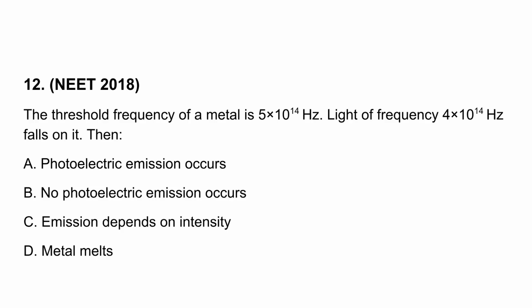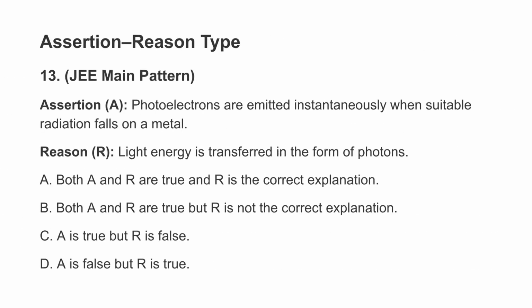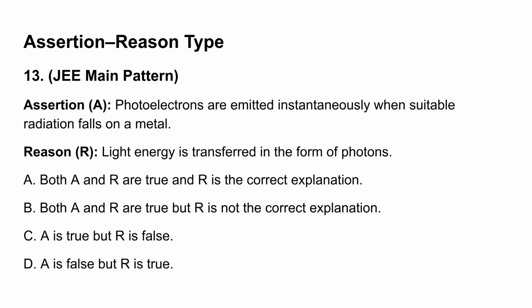Question 12, NEET 2018. The threshold frequency of a metal is 5 × 10^14 Hz. Light of frequency 4 × 10^14 Hz falls on it. What happens? A. Photoelectric emission occurs, B. No photoelectric emission occurs, C. Emission depends on intensity, or D. Metal melts.